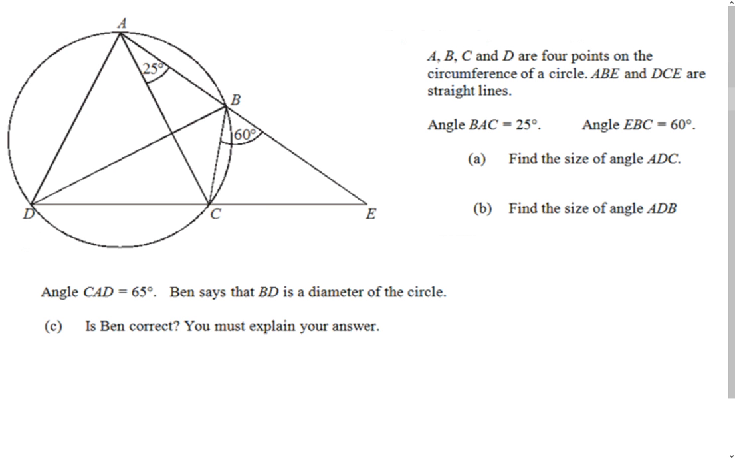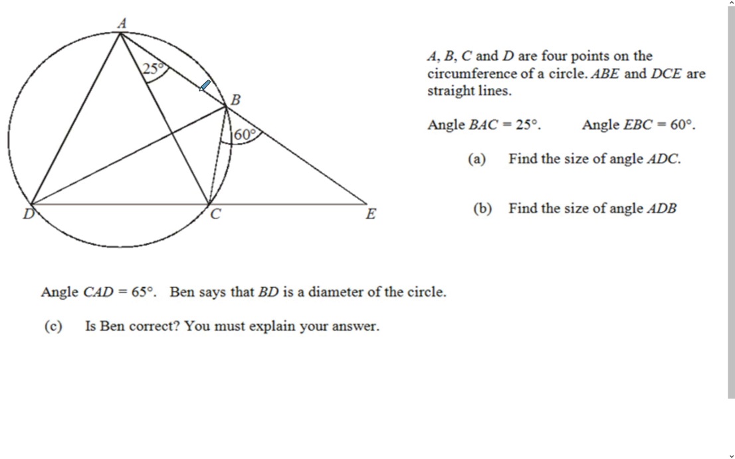A, B, C, and D are 4 points on the circumference of the circle. Yet again, we have a cyclic quadrilateral. Can you see A, B, C, and D? So you know that will add up to 180, and that will add up to 180.